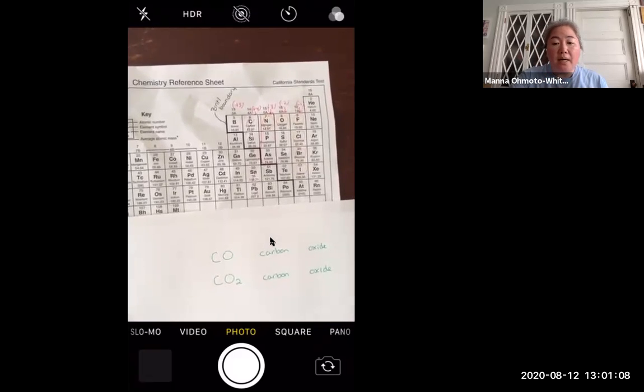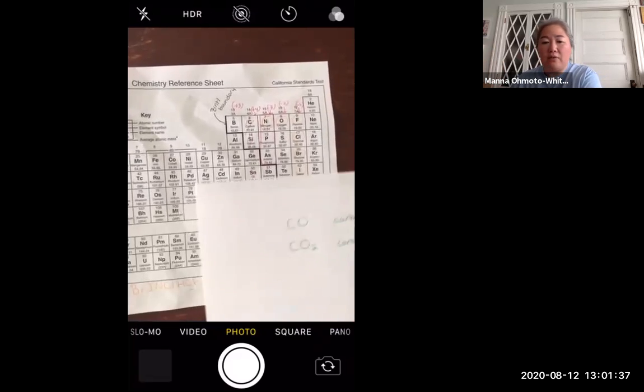Because they can combine in multiple ways, I can't just leave it as carbon oxide. Saying carbon oxide could mean either CO or CO2. I can't use Roman numerals and parentheses because they don't take charges. These aren't transition metals. But you have heard what these are called. You know that this is called carbon monoxide, and this is carbon dioxide. So what I use for molecular compounds is prefixes.